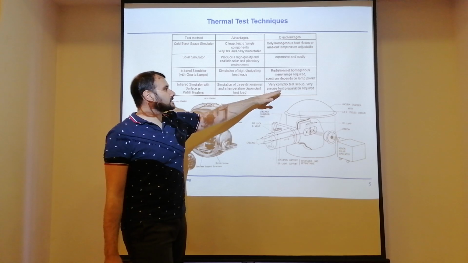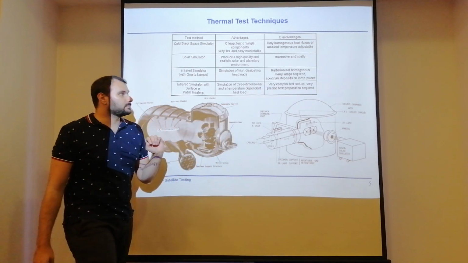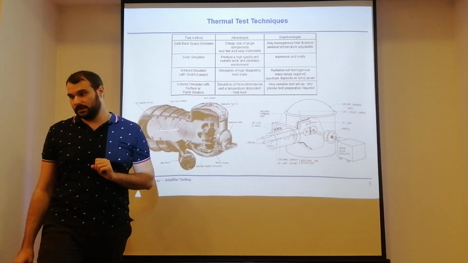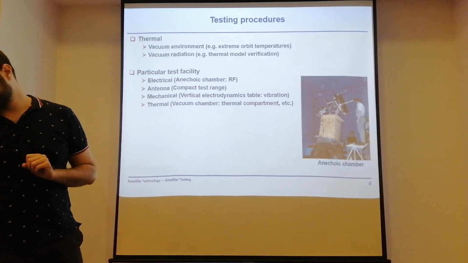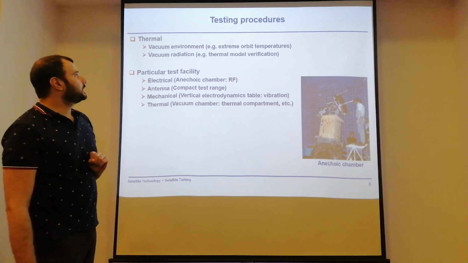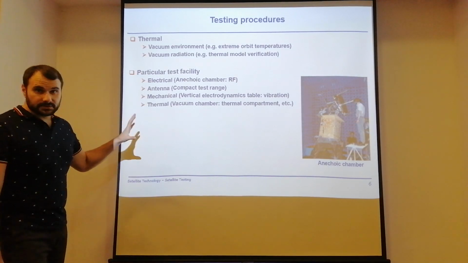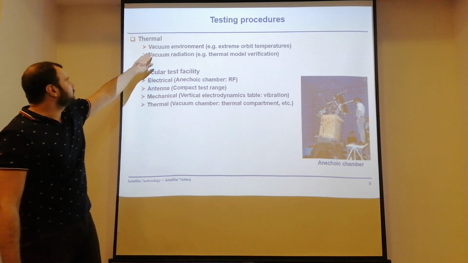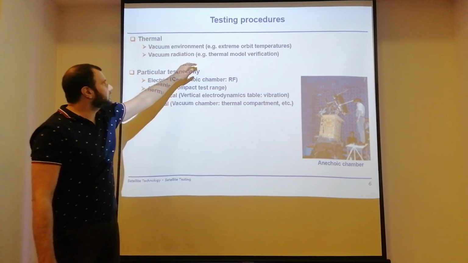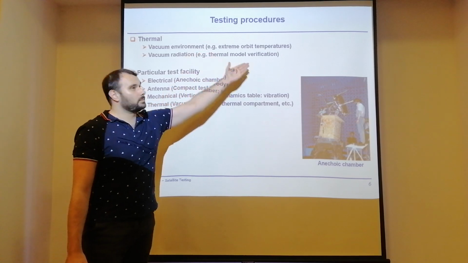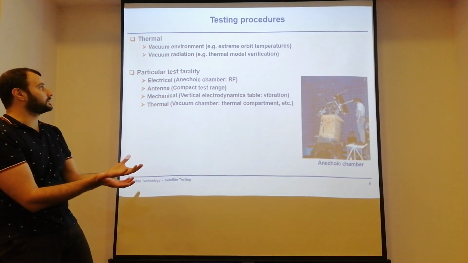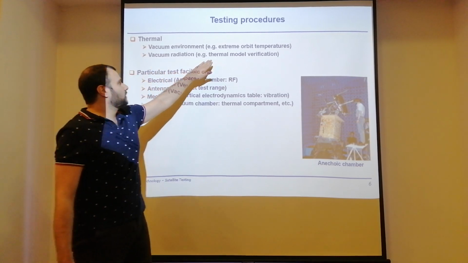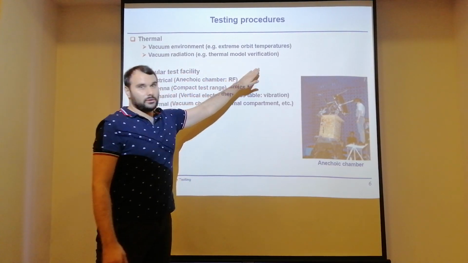This is a very complex test setup, and it needs very precise test preparation in order to be successful there. As for the testing procedures, for the thermal test, we usually go for the vacuum environment. So we want to have extreme orbit temperatures simulated first, and we want to have the vacuum radiation. This is to verify the thermal model.